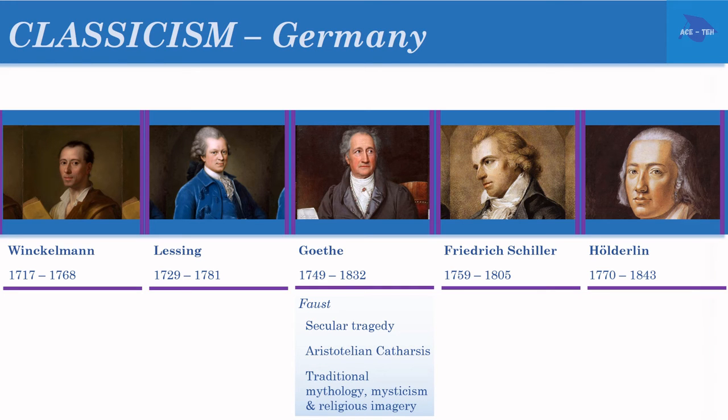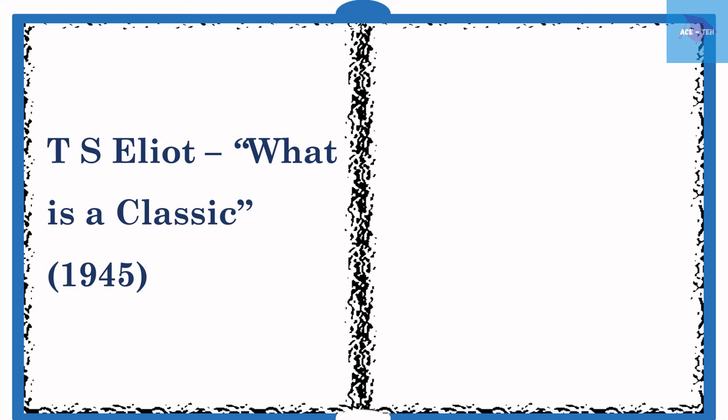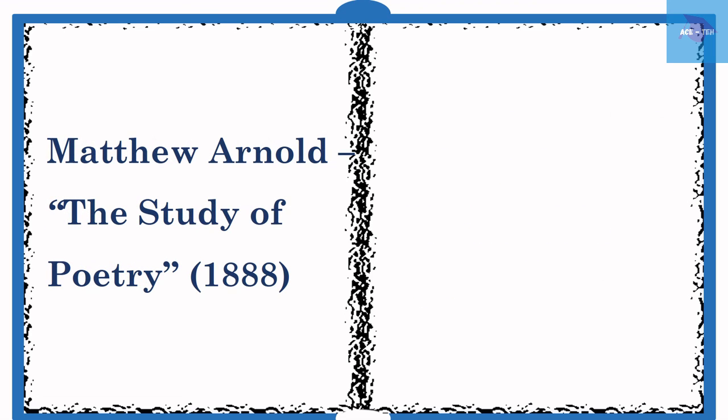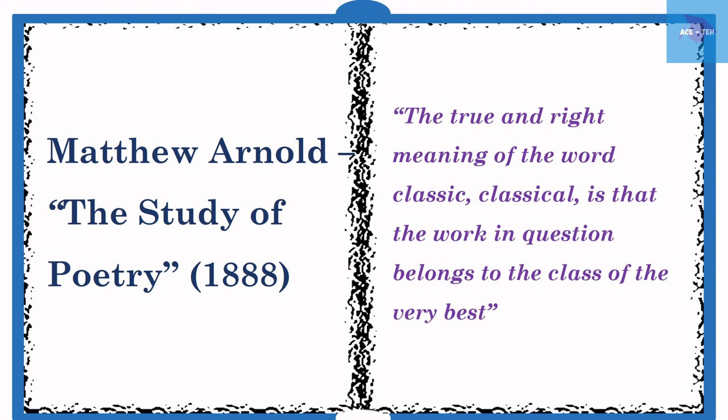Let us also look at a few famous quotes by a few authors on what a classic is. T.S. Eliot, in his essay What is a Classic, published in 1945, argues that a classic can occur only when a civilization is mature, when a language and a literature are mature, and it must be the work of a mature mind. Matthew Arnold, in The Study of Poetry, says that the true and right meaning of the word classical is that the work in question belongs to the class of the very best.